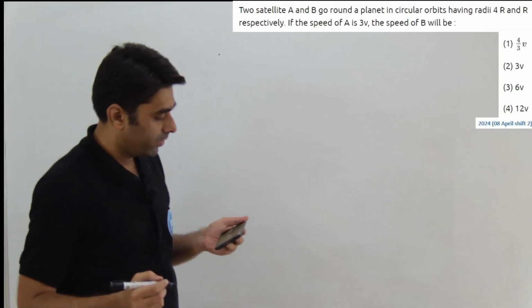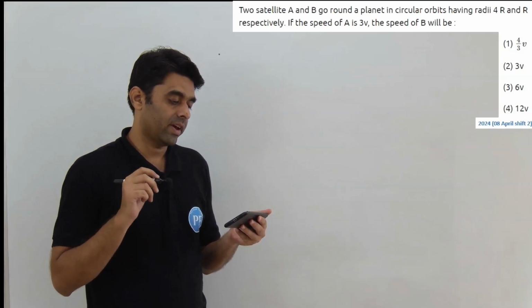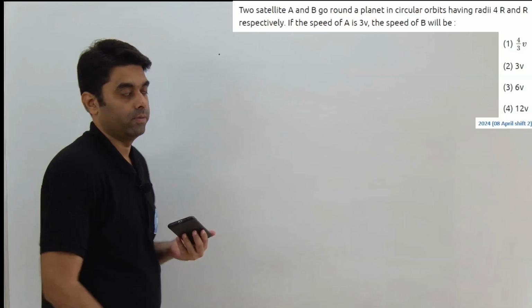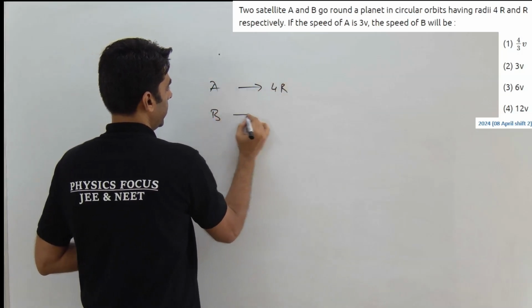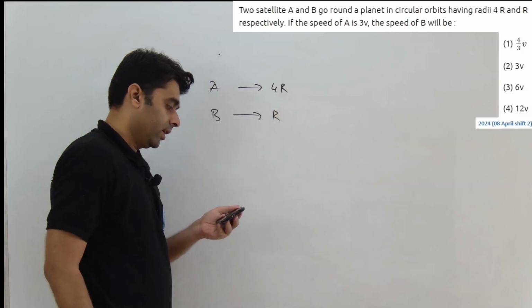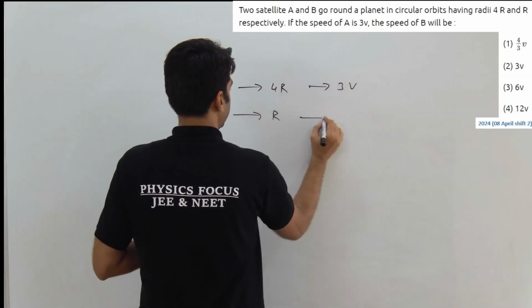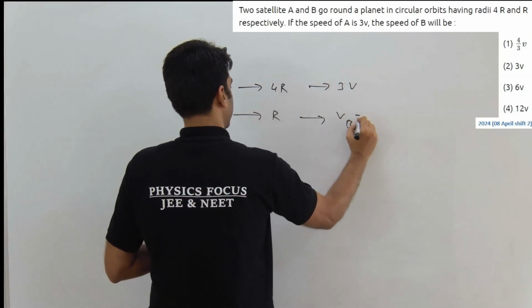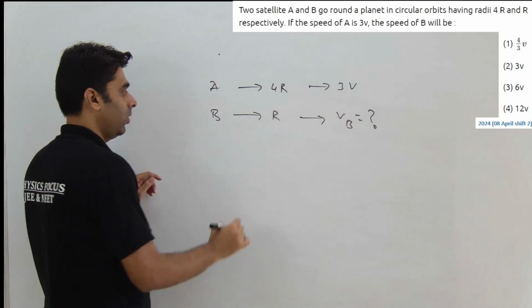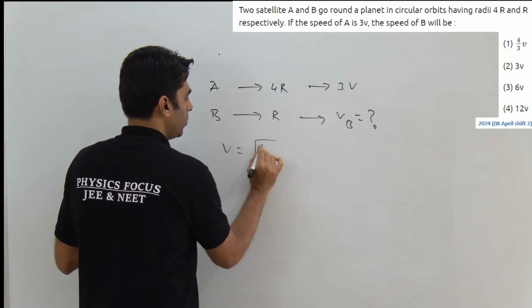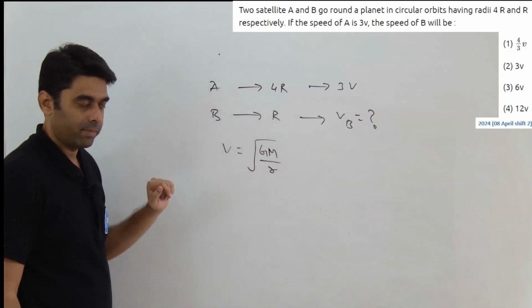Yeah, so the question is, two satellites A and B go around a planet in circular orbits having radii 4r and r respectively. So for A, the radius is 4r, for B, the radius is r. If the speed of A is 3v, what is the speed of B? Right? Let's solve it. Simple question. Orbital speed is given as basically root over GM by R.